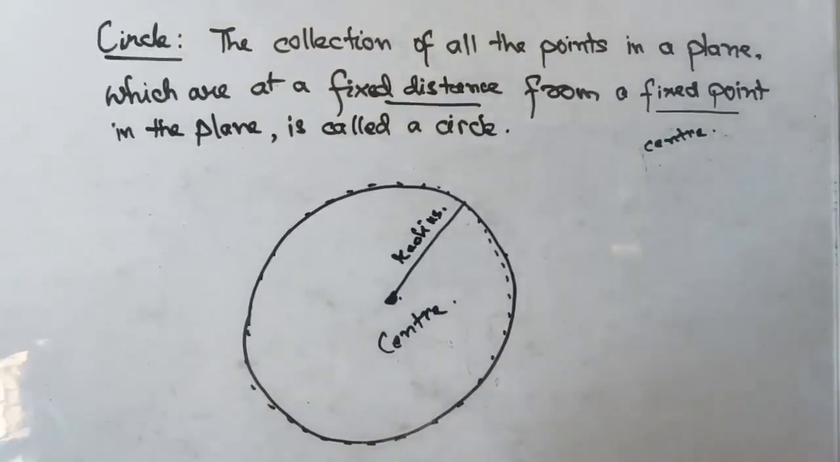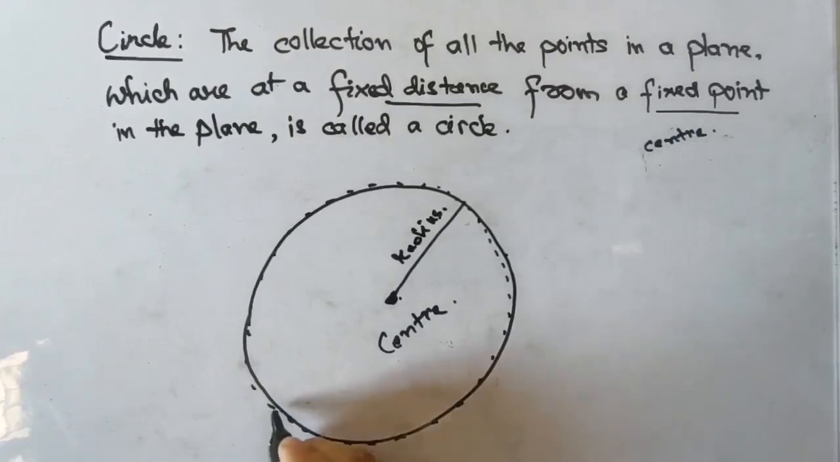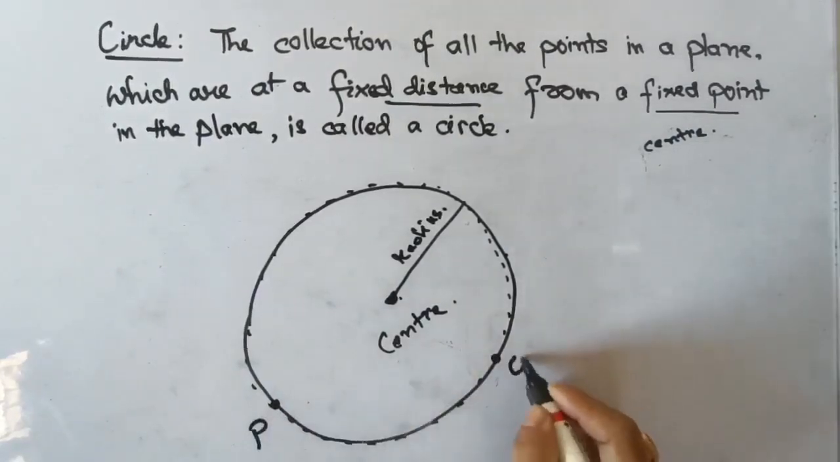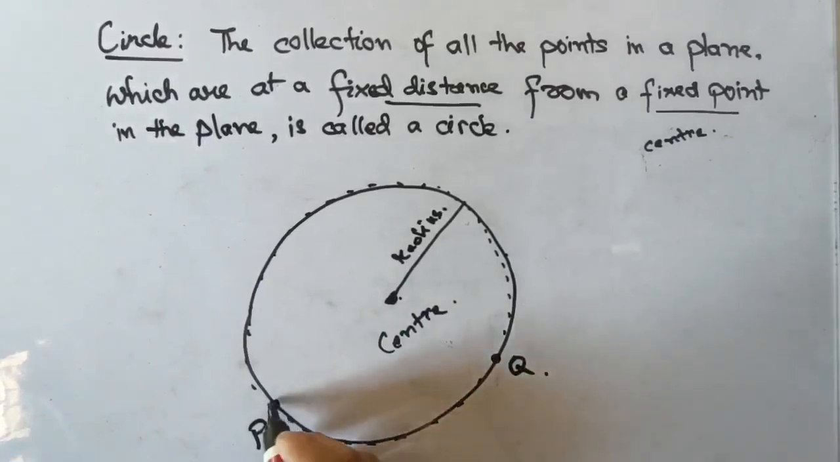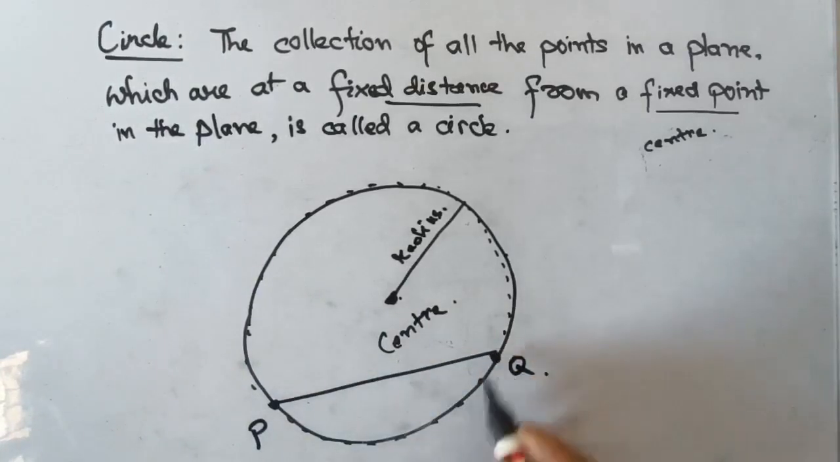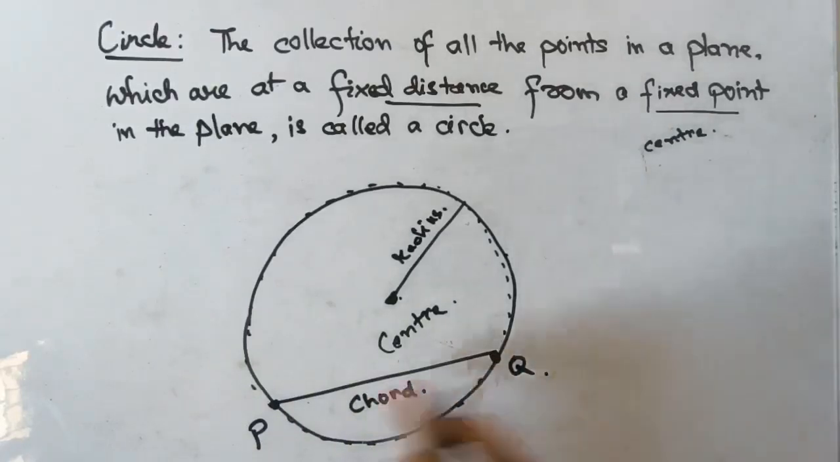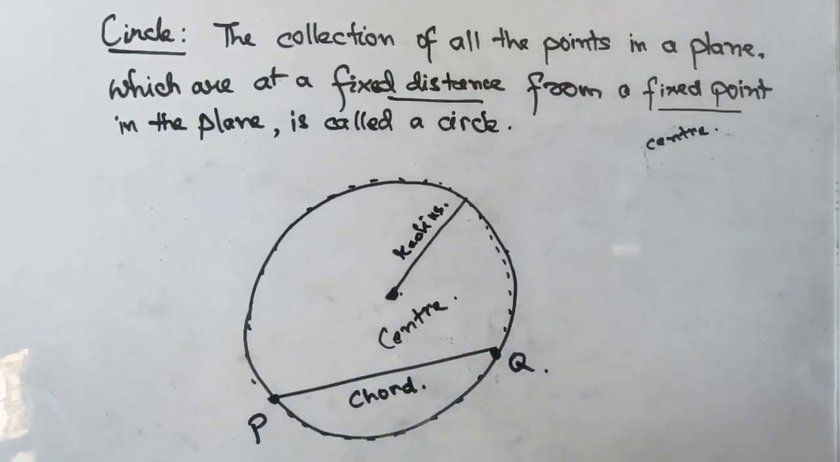Now let us see what a chord is. If I take 2 points on the circle, point P and Q, then the line segment joining these 2 points is called the chord of the circle. So the line segment whose both ends lie on the circle is called the chord of the circle.